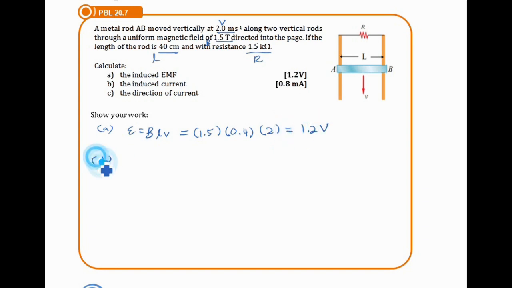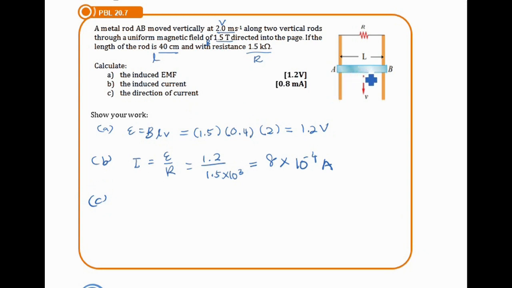So B dia nak apa? The induced current. Okay, so the induced current dia bagi R. Kita dah kira EMF. So kita tahu I sama dengan EMF over R. So 1.2 divide by 1.5 kilo. Jangan tertinggal dalam 10 negatif 3. So dapatlah 8 times 10 negatif 4 ampere ataupun 0.8 milliampere. So C dia nak direction of the current.